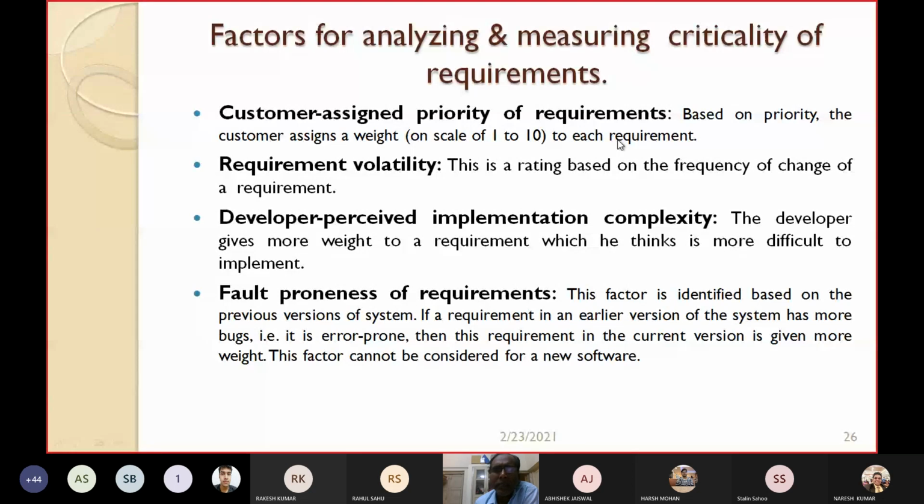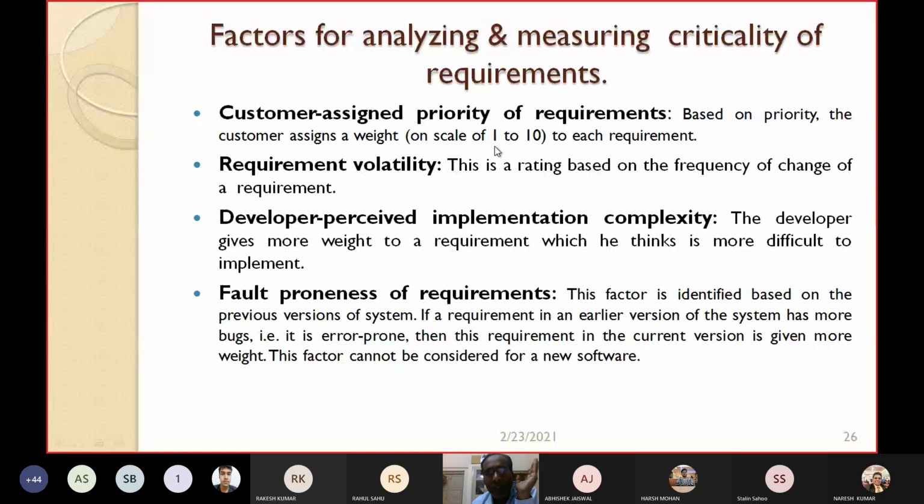Based on the priority, the customer assigns a weight on a scale of 1 to 10 to each requirement. Say, which is very highly required for him, he may give 10; very less required, he may give priority 1. Then requirement volatility. You know volatility in chemistry. If a gas is volatile, it immediately vaporizes. Similarly here, if a requirement frequently changes, we call it more volatile.